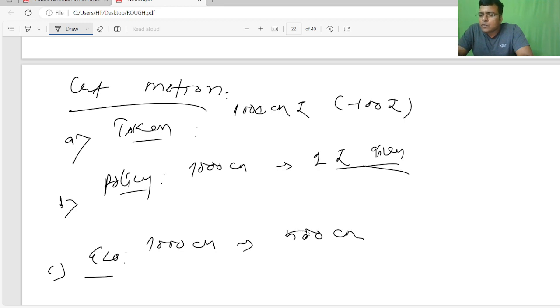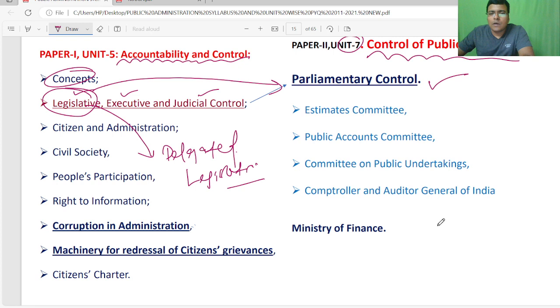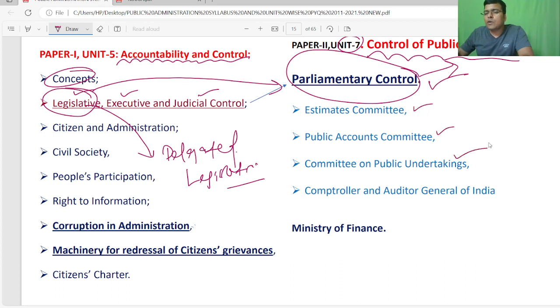So through this cut motion, parliament makes the administration accountable. Let me show you the syllabus: parliamentary control over public expenditure. Again this comes: estimates committee, public accounts committee, committee on public undertakings, CAG. These things will come: departmental standing committee, cut motion, parliament passing the budget. Again this comes in paper 2, unit 7. Just copy paste, control C, control V.